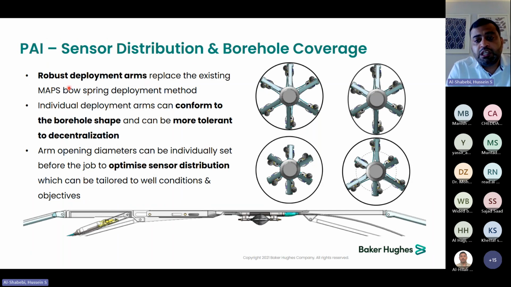As I mentioned as well, these arms are more robust and they are independent, so they can take the shape of the hole if it is circular or elliptical. Also, we can restrict each arm independently before running in hole. It depends on the objective. You can see over here that if this is fully open, we can restrict the opposite one. While in MAPS, they are connected. So if you close this one, the opposite one will close as well. So this will help us to tolerate the decentralization as well.